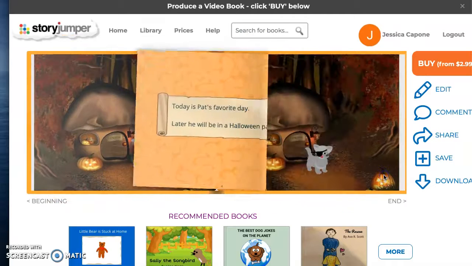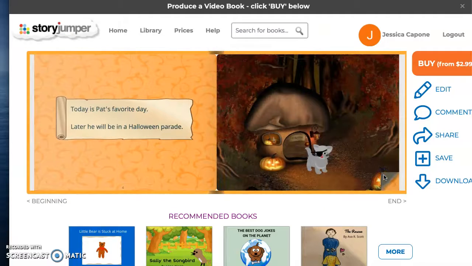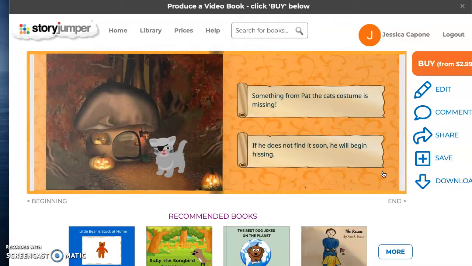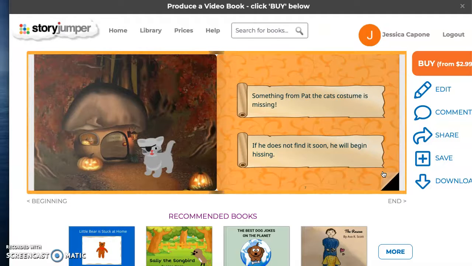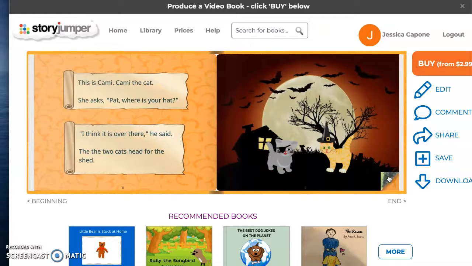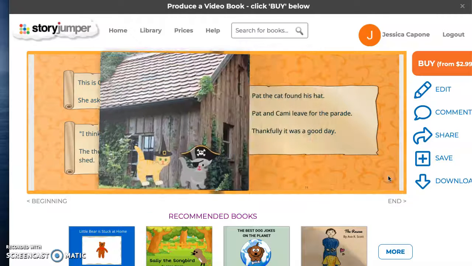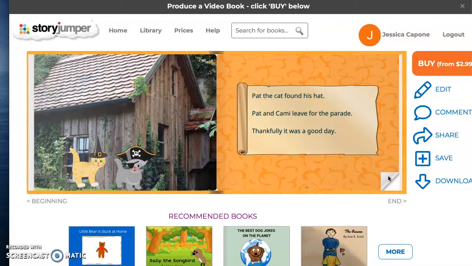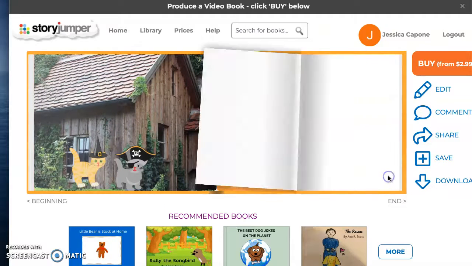So this is Pat the Cat. Today is Pat's favorite day. Later there will be a Halloween parade. Something from Pat the Cat's costume is missing. If he does not find it soon, he will be hissing. This is Cammy the cat. She asked Pat, "Where's your hat?" "I think it's over there," he said. Then the 2 cats head for the shed. Pat the Cat found his hat. Pat and Cammy leave for the parade. Thankfully, it was a good day.